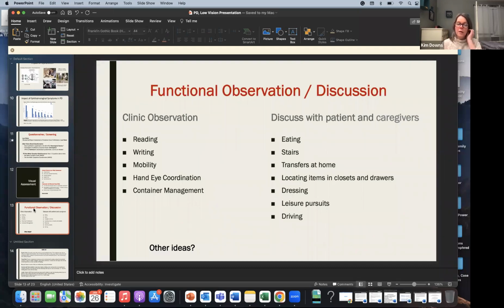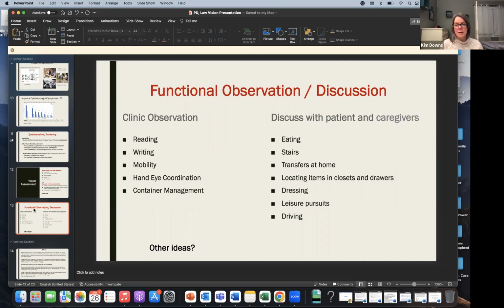When looking at writing, for example, this population is going to have trouble not only because of visual changes, but also because of rigidity and decreased coordination in the hands. So we try to tease out which is the issue there.